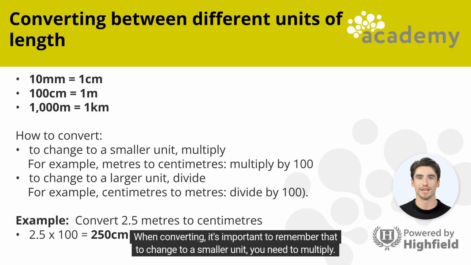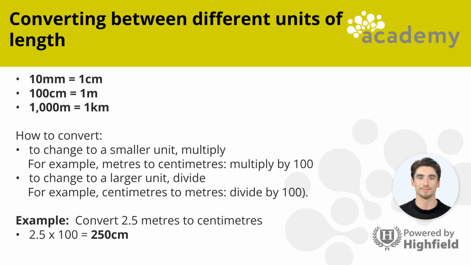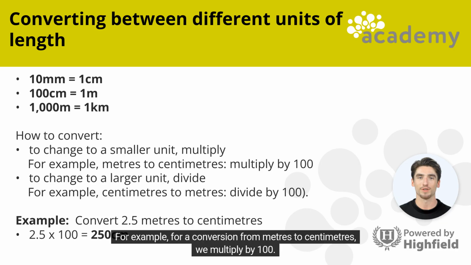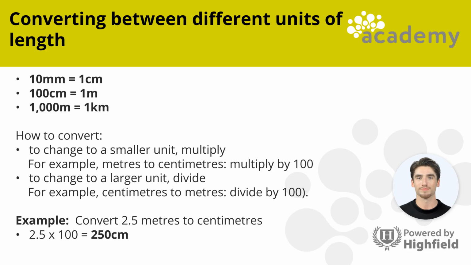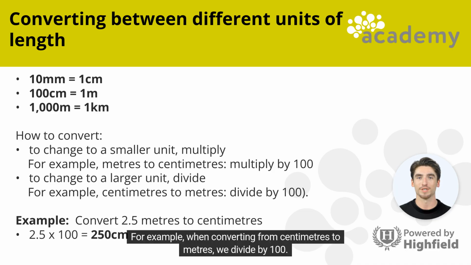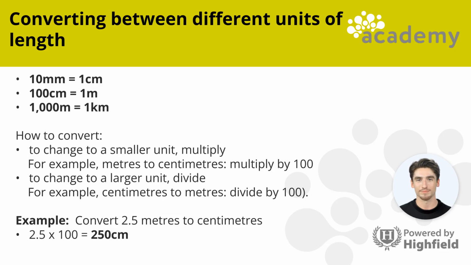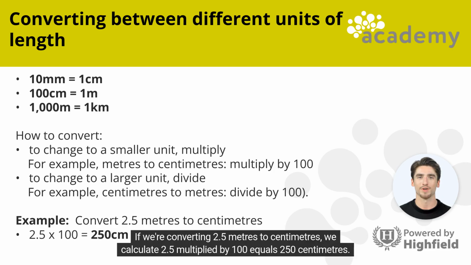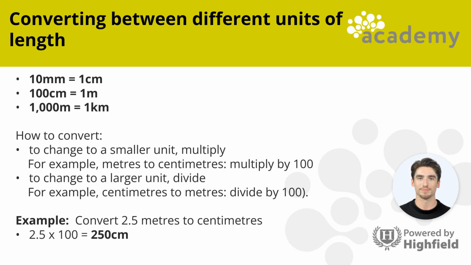When converting, it's important to remember that to change to a smaller unit, you need to multiply. For example, for a conversion from meters to centimeters, we multiply by 100. And to change to a larger unit, we divide. For example, when converting from centimeters to meters, we divide by 100. Here's an example. If we're converting 2.5 meters to centimeters, we calculate 2.5 multiplied by 100 equals 250 centimeters.